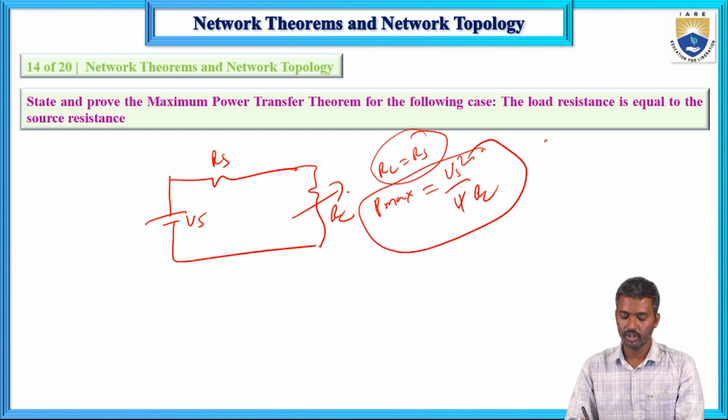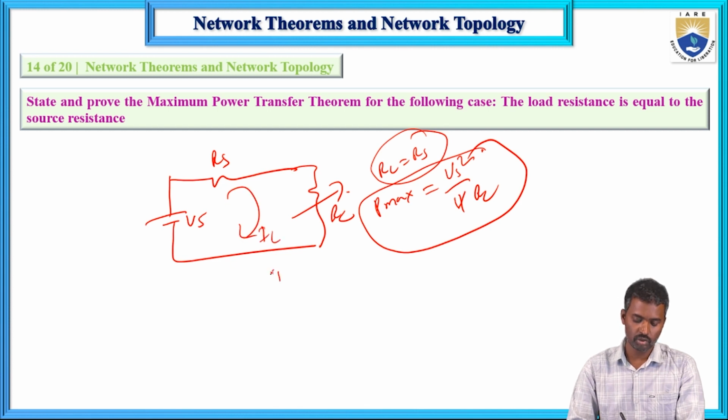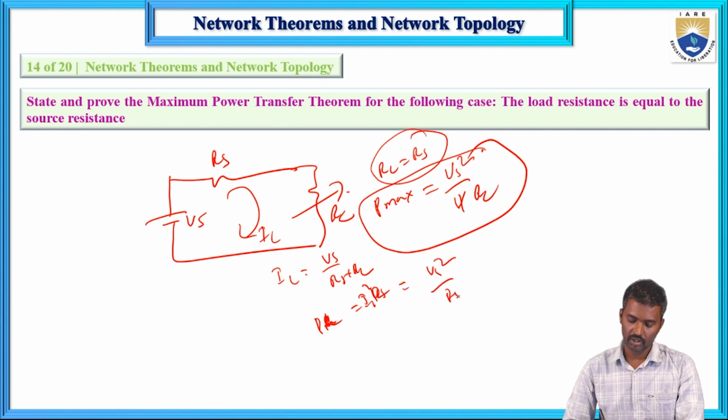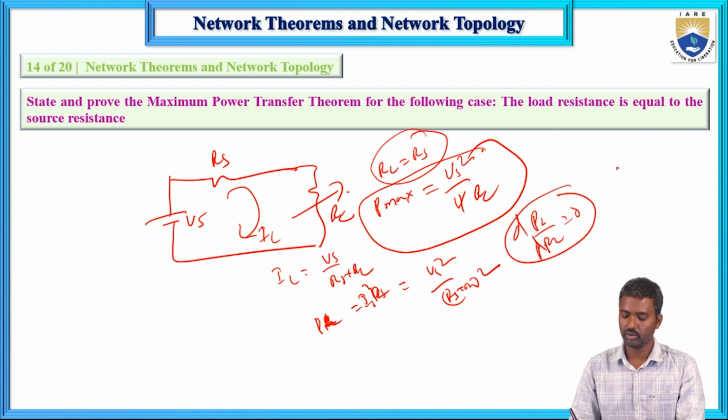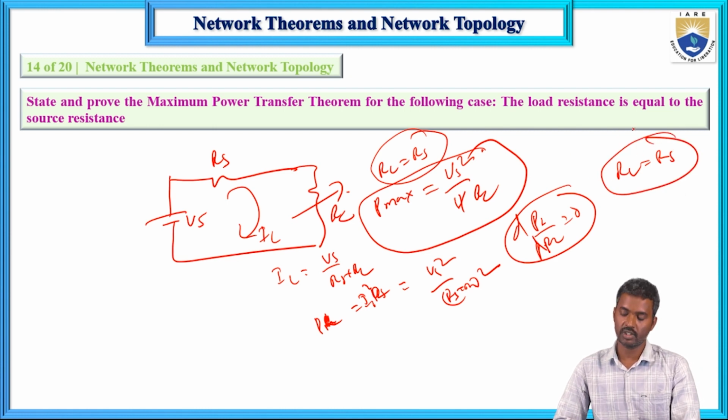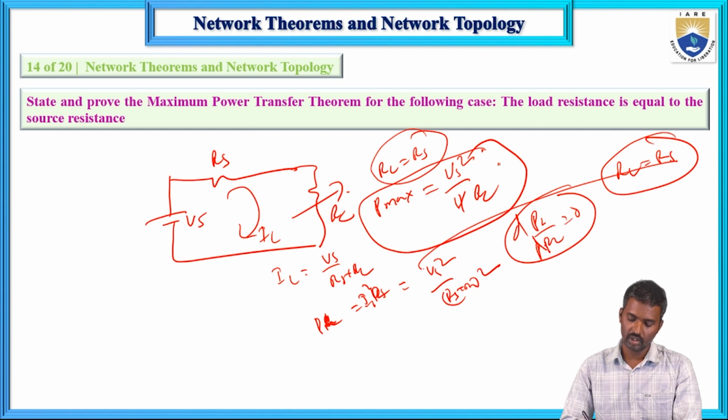So from this, IL equals Vs by Rs plus RL. Power across the load, PL, equals IL square RL, that equals Vs square by (Rs plus RL) whole square. Now differentiate PL with respect to RL and set dPL by dRL equals 0. If you do that, you will get RL equals Rs, load resistance equals source resistance. If you substitute in this, you will get this value.